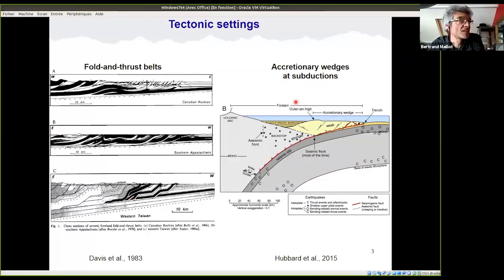Another setting is the accretionary wedges that occur at the plate limit during a subduction. So this is a subducting plate. This is the top plate. This plate is moving down in the mantle, and the top plate is scraping off the sediments that are coming from the ocean, forming an accretionary wedge. Also, some sediments may come from the land, from the erosion on land. And these accretionary wedges, again, are delimited by a basal fault, and they undergo essentially frictional deformation.